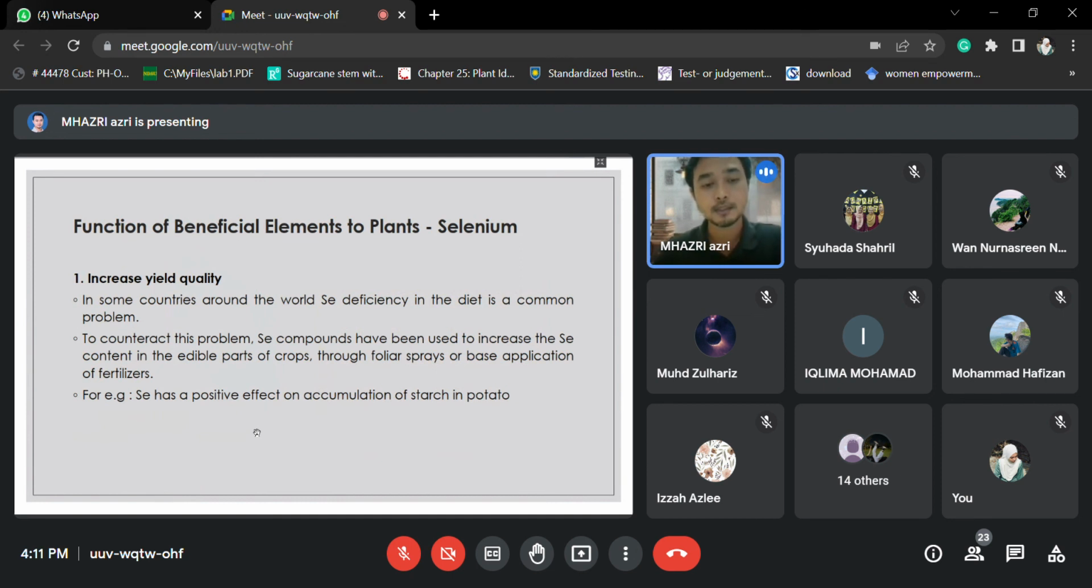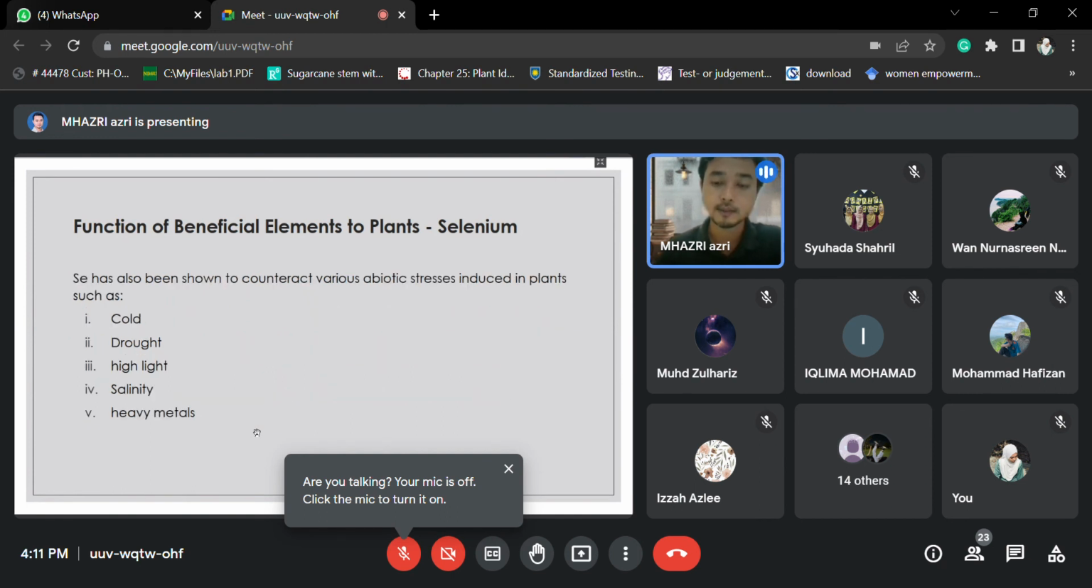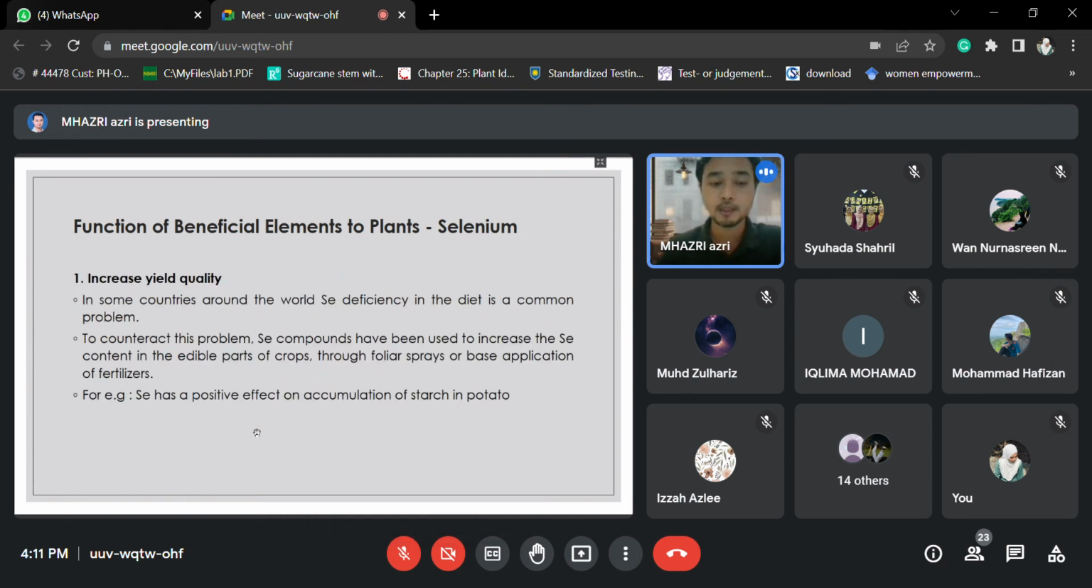In some countries around the world, selenium deficiency in the diet is a common problem. To counteract this problem, selenium compounds have been used to increase the selenium content in the edible part of crops through foliar spray or base applications. For example, selenium has a positive effect on the accumulation of starch in potato.